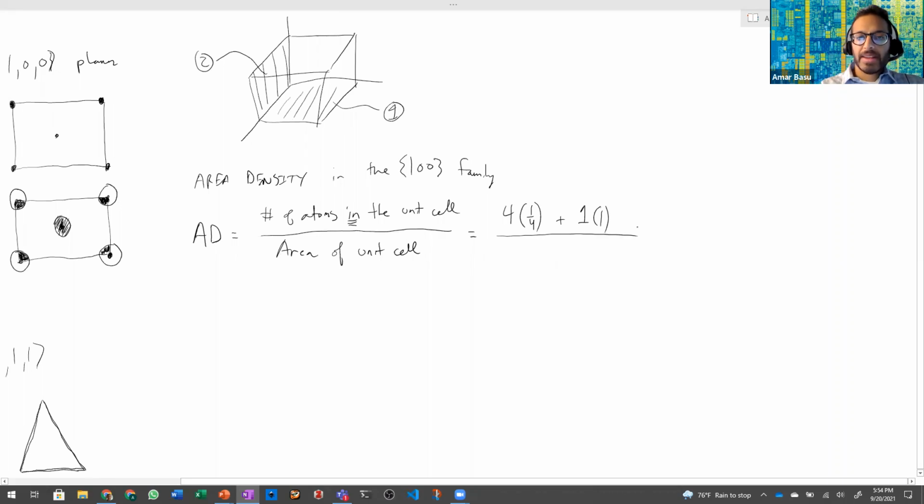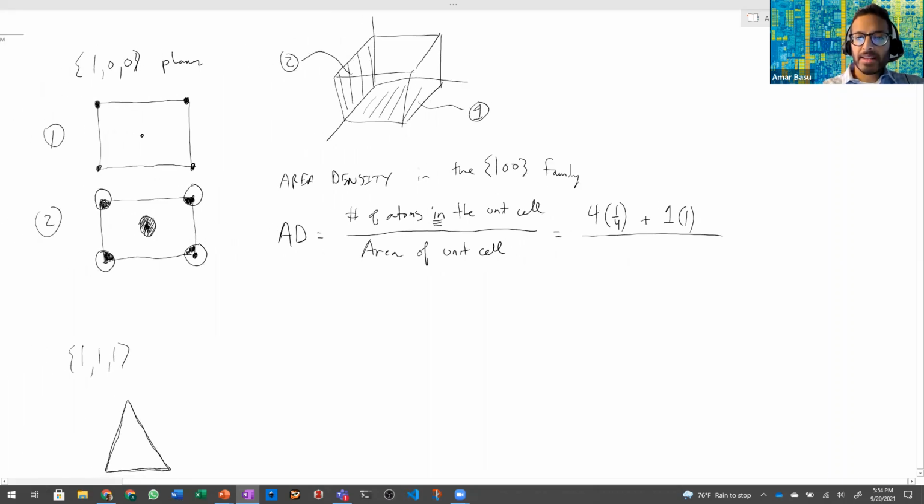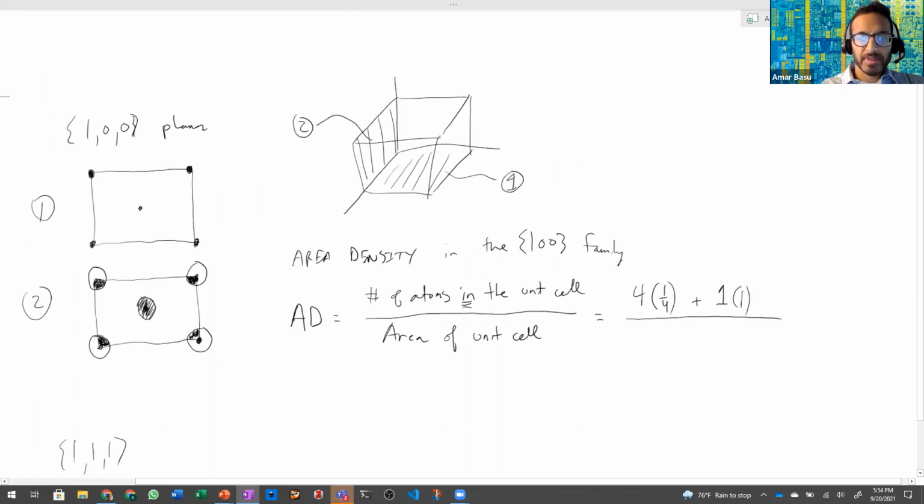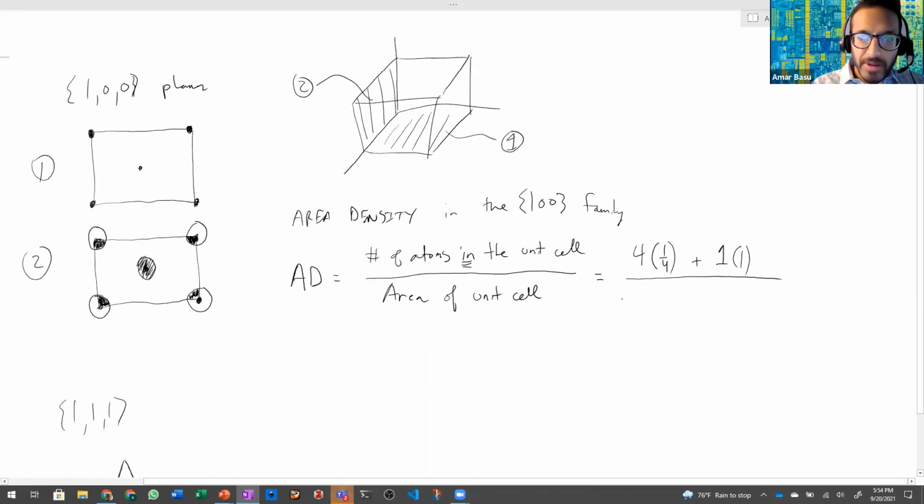All right. So that is the numerator, the number of atoms in the unit cell, and then the area of the unit cell is, let me make this a little bit bigger. We know that the length here is A. We know the length here is A. And so the area here is going to be A squared. Excuse me for 1 second here.